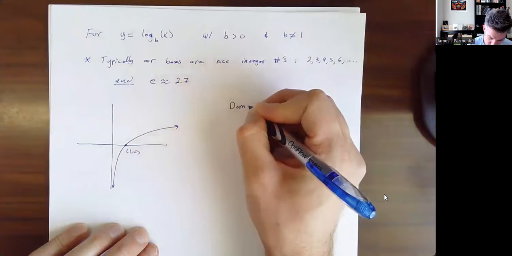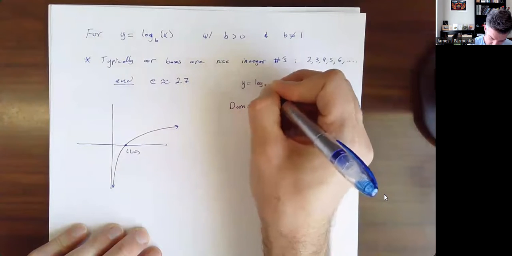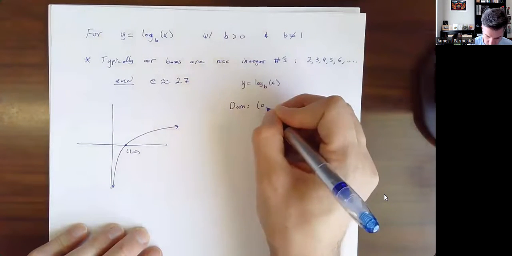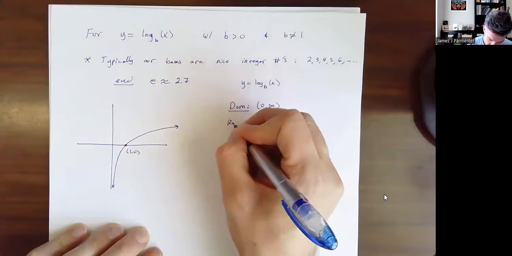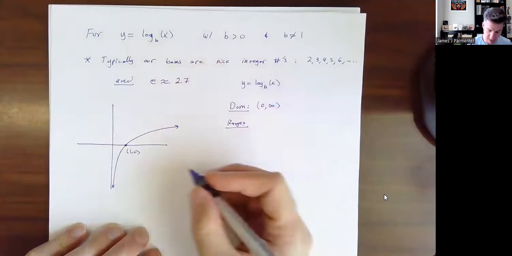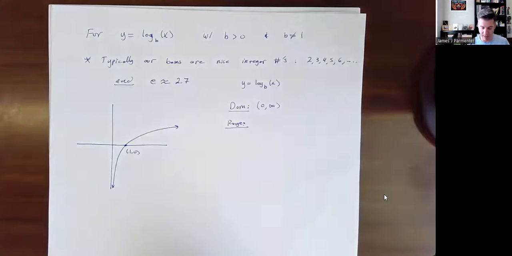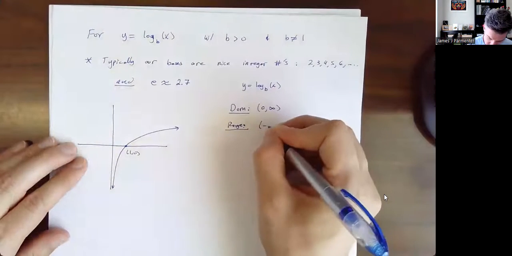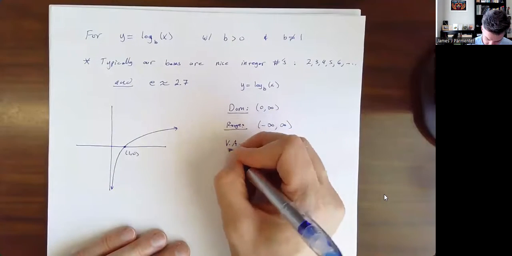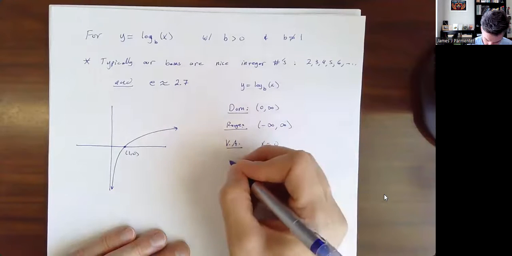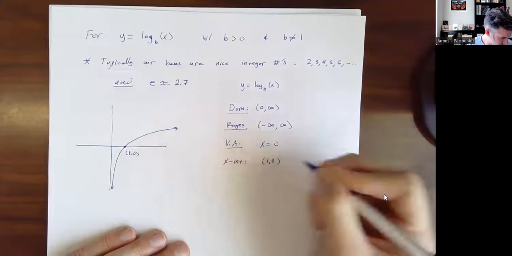The domain of this function, y equals log base b of x, is all positive numbers. The range is all real numbers. This goes as low as negative infinity. Well, it goes as low as you can without bound and as high as you can without bound. So the range is everything from negative infinity to infinity. We have a vertical asymptote at x equals 0, and we have an x-intercept at (1, 0).